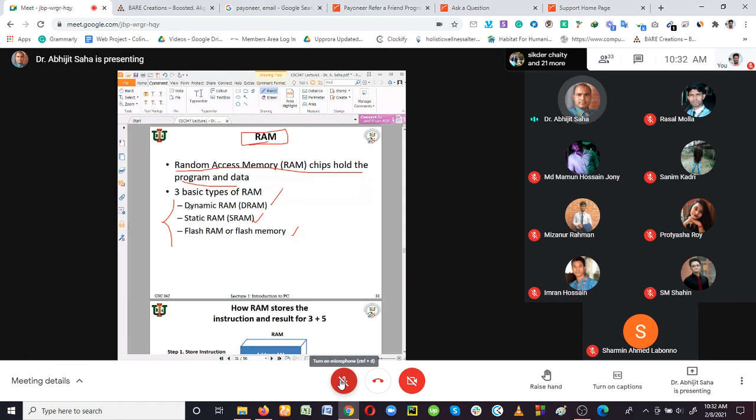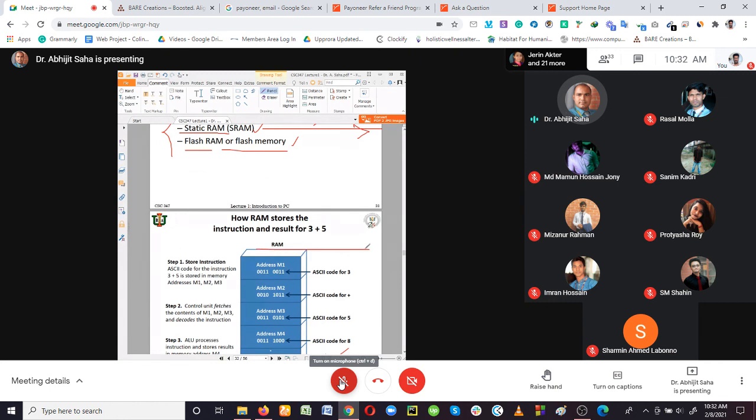So this is the dynamic RAM we are talking about, and the static RAM. These are the two RAMs we are going to discuss in detail in our main memory lecture in this course. And there is also the flash memory, which is a kind of memory that is used in different technologies. So we are going to talk about these RAMs one by one. We will see brief ideas here.